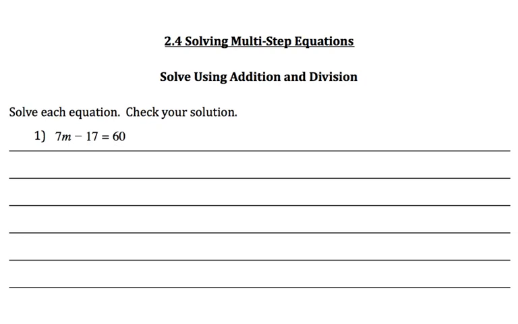2.4, solving multi-step equations. So we're going to solve these using addition and division, and there's a better way to do this. If you look at this first one where it says solve each equation and then check your solution, it says 7m minus 17 equals 60. Let's look at the wrong way of doing this first.